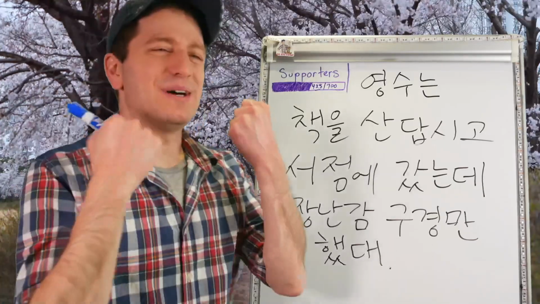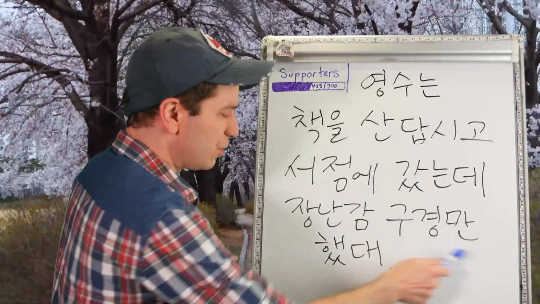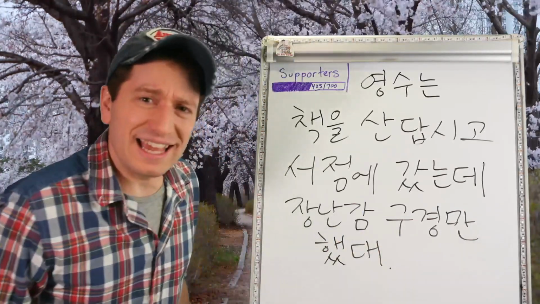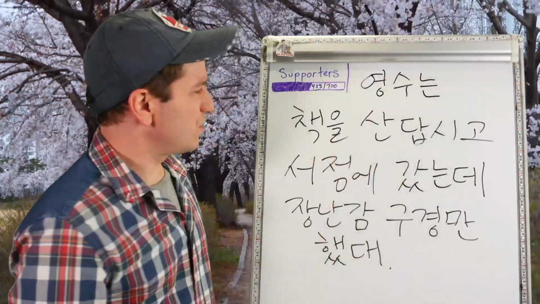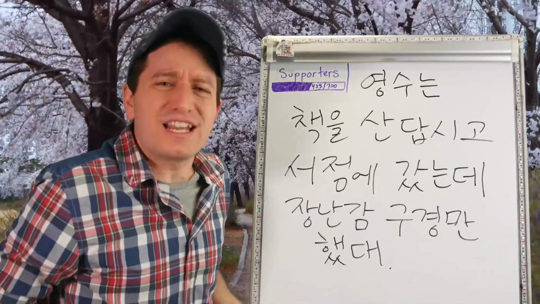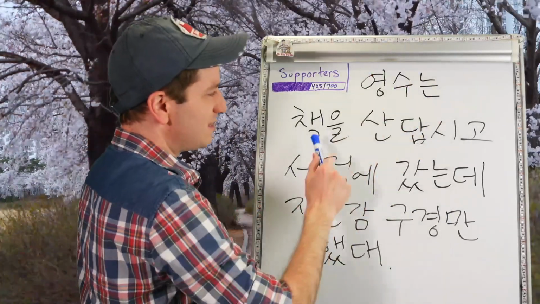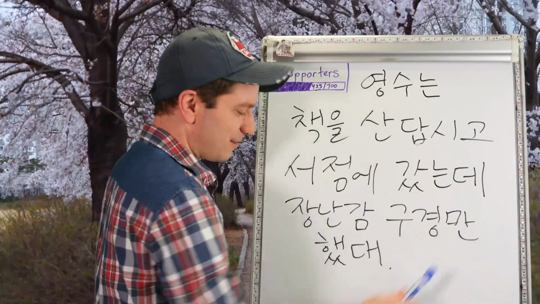He's going to go buy a book. Woohoo! What actually happened? 장난감, toy, 구경, looking at. 구경만 했대. So all he did was look at toys. I heard Young-soo was going to go buy some books, so he went to the bookstore, but I heard all he did was just look at toys. 영수는 책을 산답시고 서점에 갔는데 장난감 구경만 했대.